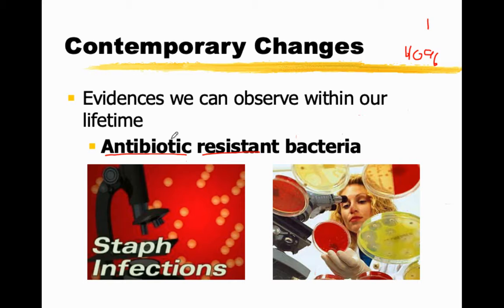We now have beef animals that can give us much more meat off of them than they were before. Chickens that are able to lay larger eggs more regularly. These are all evidences we can observe within our lifetime of things that are actually changing. There are a few more that we're going to go over in the next couple of videos. So that should be it for this one.